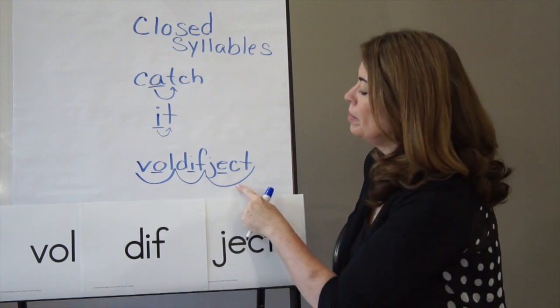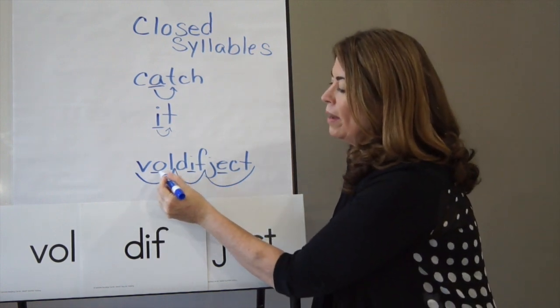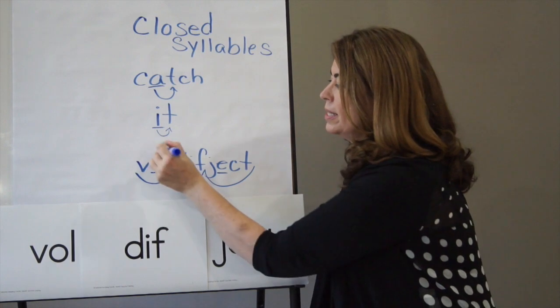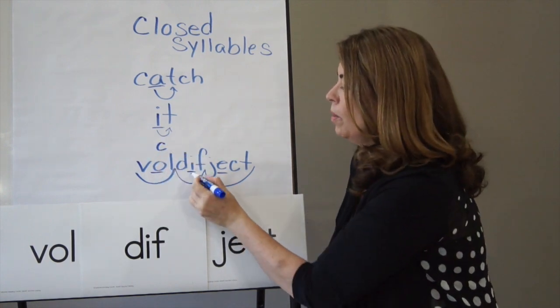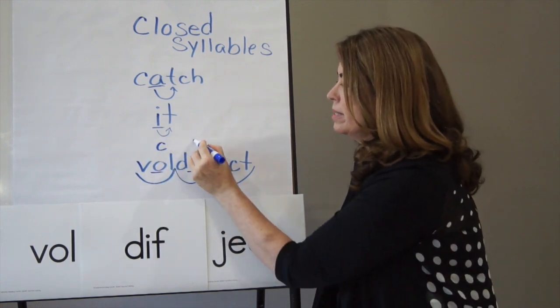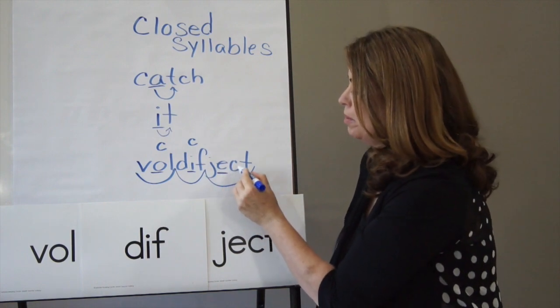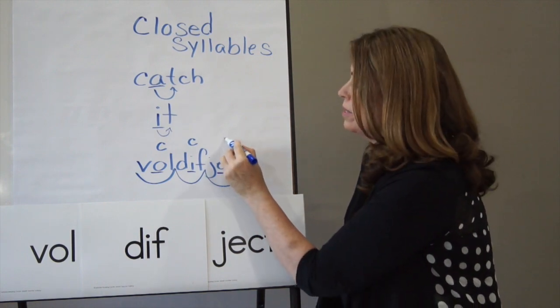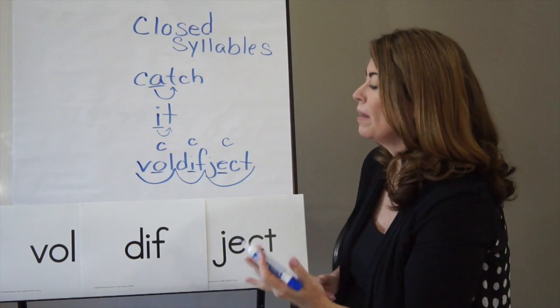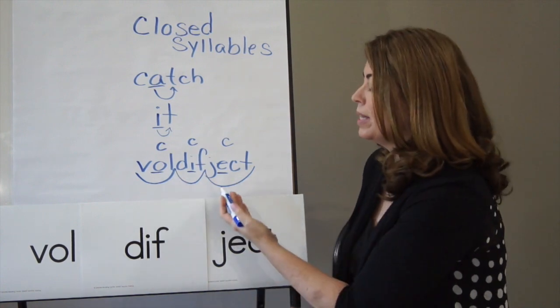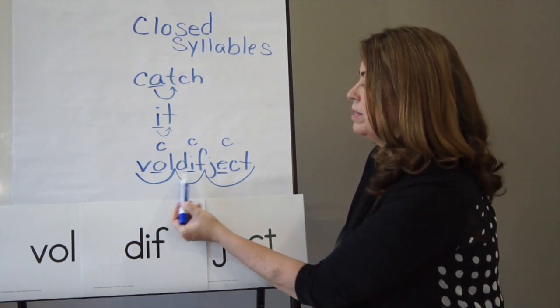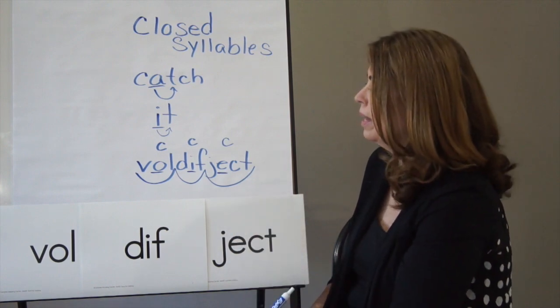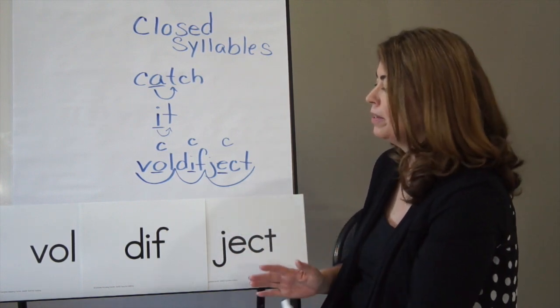So now we look at it and we would say, okay, is this one vowel followed by one or more consonants? It is, so it's a closed syllable. One vowel followed by one or more consonants, so it's a closed syllable. And one vowel followed by one or more consonants, it's also a closed syllable. Now that we know the closed syllables, we know what our vowel says, and this word is ball, dip, ject. And we can just sound it out, ball, dip, ject.